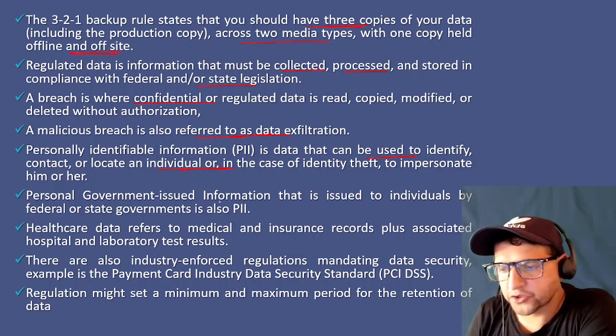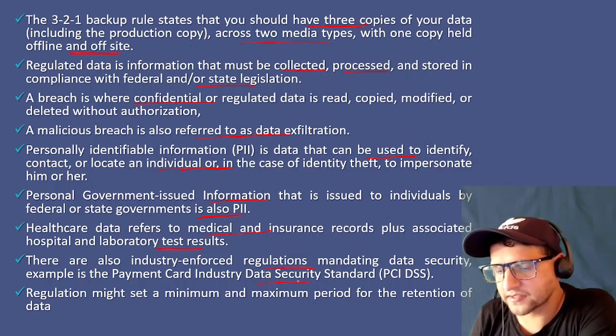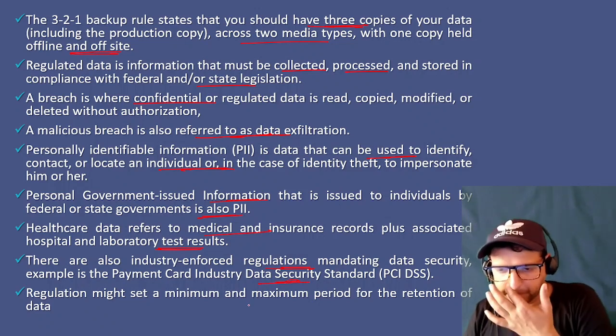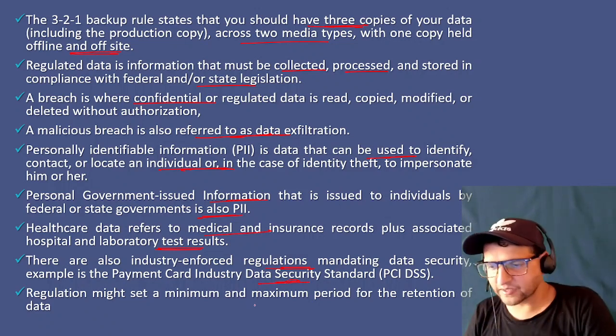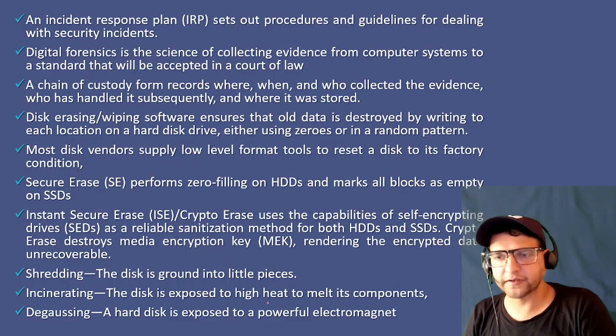Personal government issued information, issued to an individual by the federal or state government, is also PII. Healthcare data refers to medical or insurance records plus associated hospital and lab test results. There are also industry enforced regulations mandating data security. An example is the PCI DSS, which is for payment cards. Regulation may set a minimum and maximum period of retention of data.